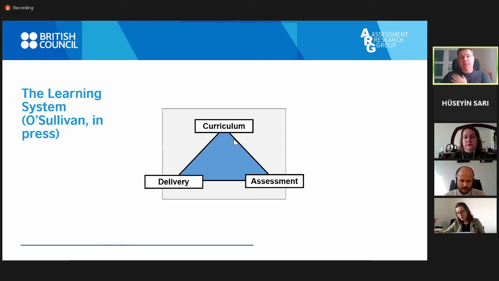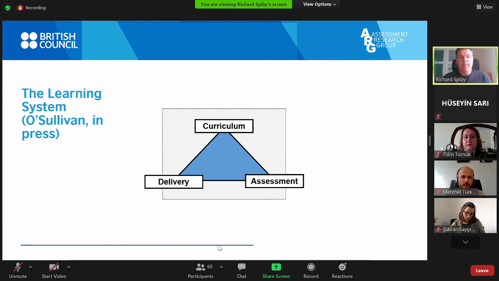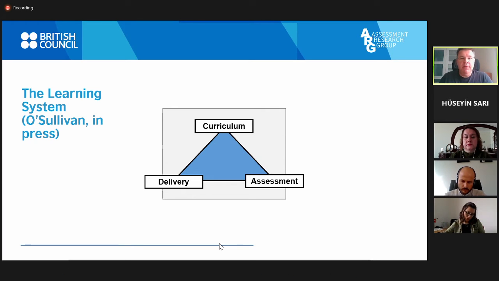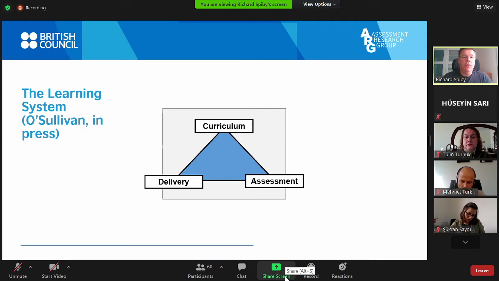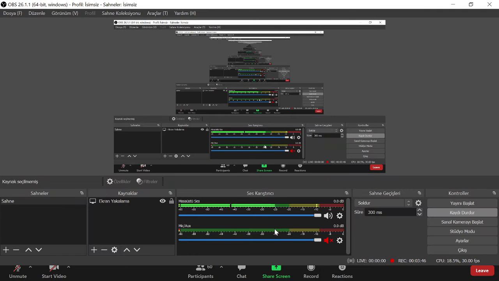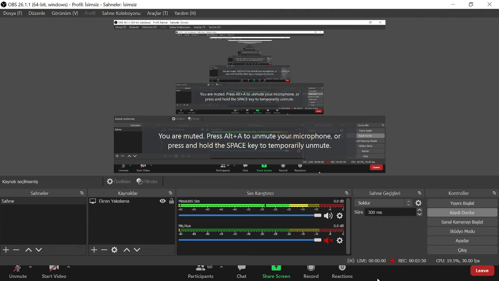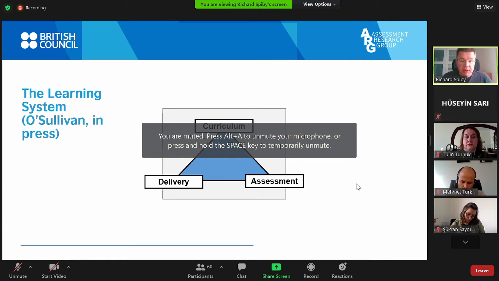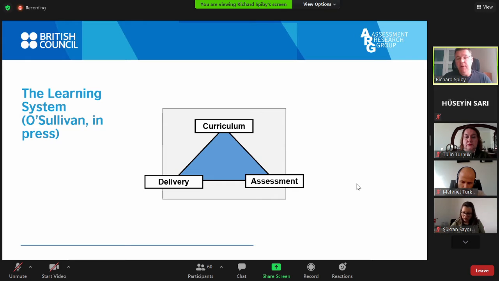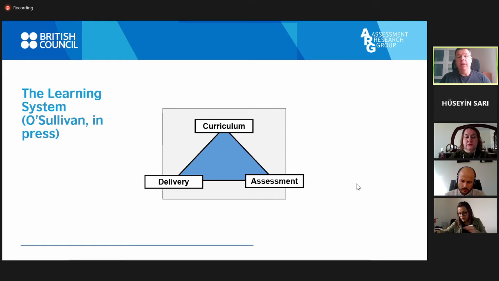So this is again from Barry O'Sullivan. This is about the learning system. And we have three components of the learning system here. We've got the curriculum at the top, which is kind of driving a lot of things. The delivery. And the delivery, that's the teaching, the staff, the teachers themselves, teacher training, the materials, the physical environment of the school even.